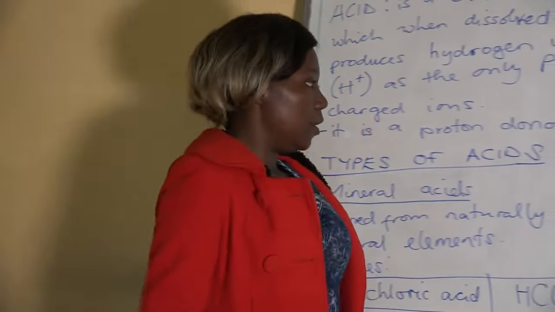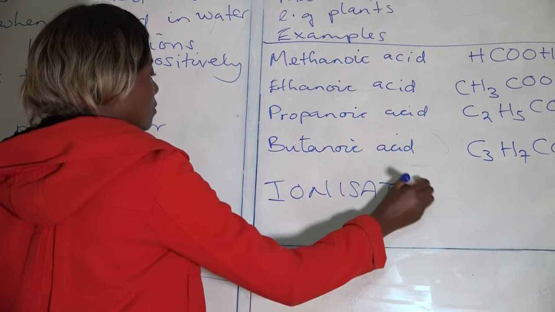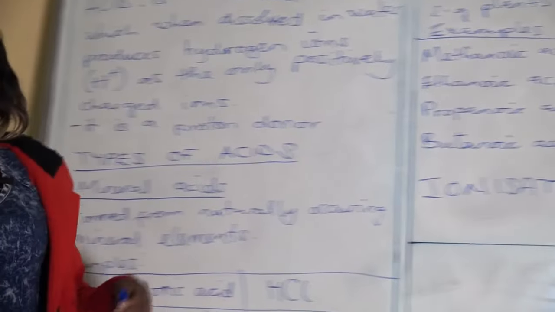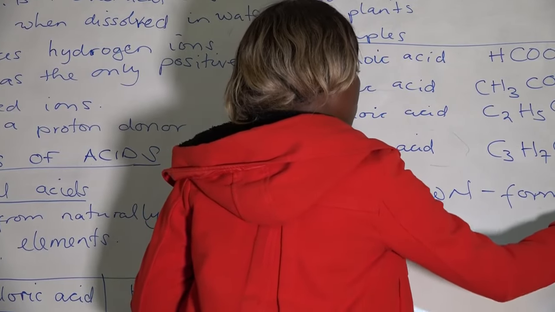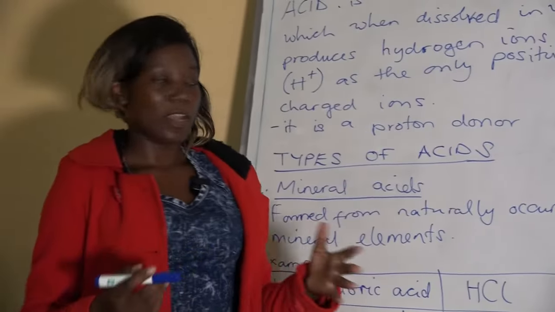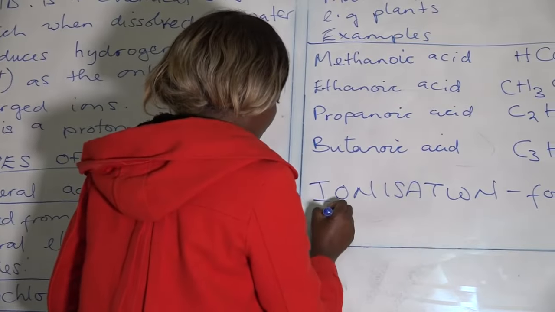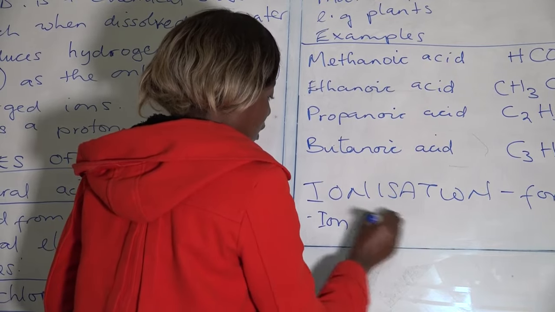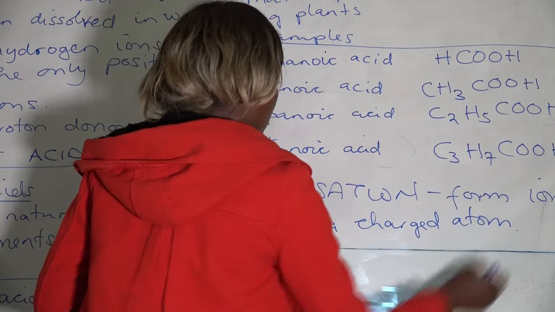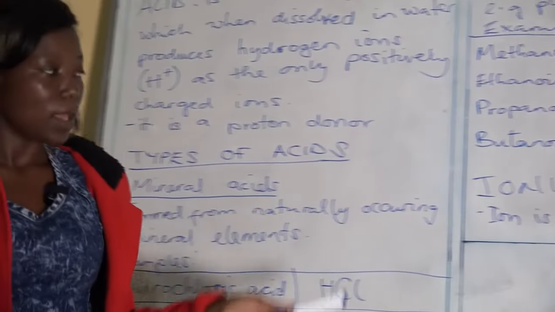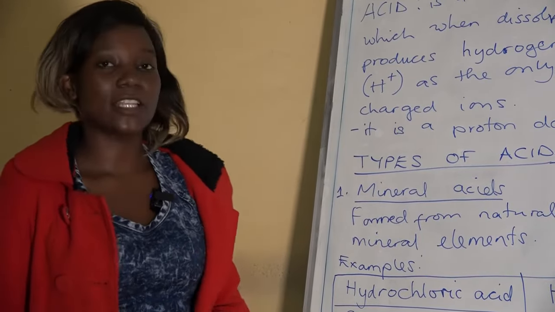From the term ionization, this simply means the formation of ions. We are forming ions. And I'm sure from grade 10 you learned that an ion is a charged particle or atom. An ion is a charged atom. Okay? So if an ion is a charged atom, in the ionization of acids, we are simply forming charged atoms.